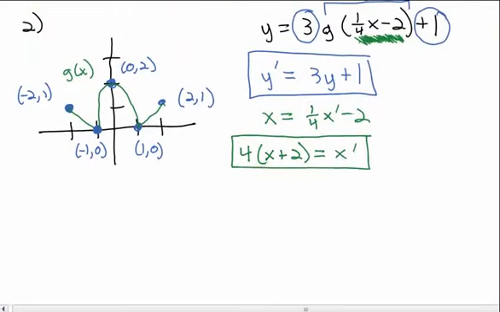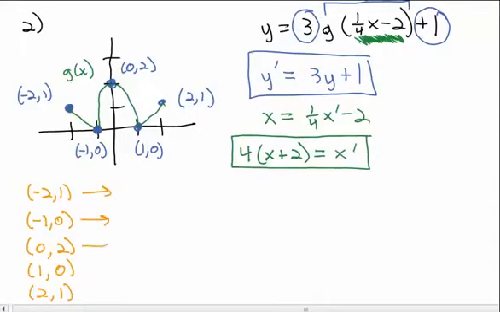So our points that we're working with are -2, 1; -1, 0; 0, 2; 1, 0; and 2, 1. We're going to apply these formulas we just found to find our new x coordinates and our new y coordinates. Then we'll be able to graph our new graph.